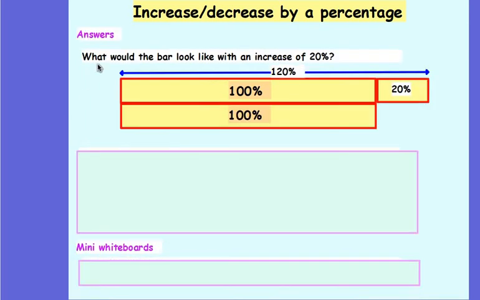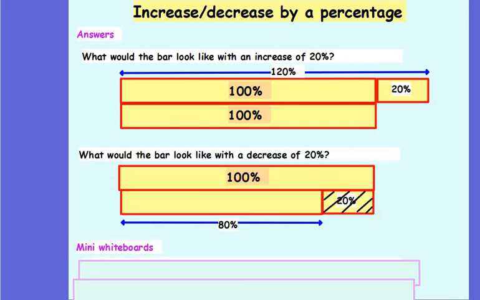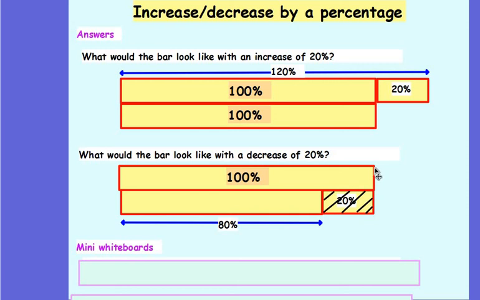And this is what your bars should have looked like. With an increase of 20%, we had 100%, and we added on a 20%, which gave us 120% altogether. For a decrease of 20%, we had our 100% bar, we took off that 20%, which just left us with 80% left over.